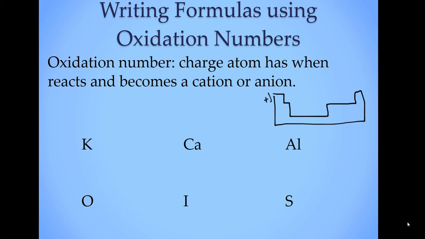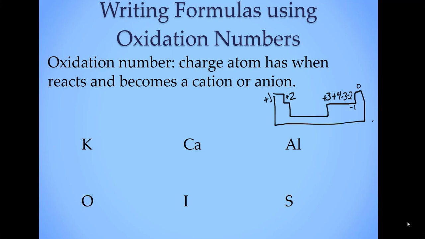first family, +2 on the second family, and then the boron family will be +3, the carbon family +4, the nitrogen family will be a -3, the oxygen family -2, the halogen family -1, and your noble gases have a 0. So just a quick little review of that. Looking at these following elements, let's write the oxidation numbers for each of them.